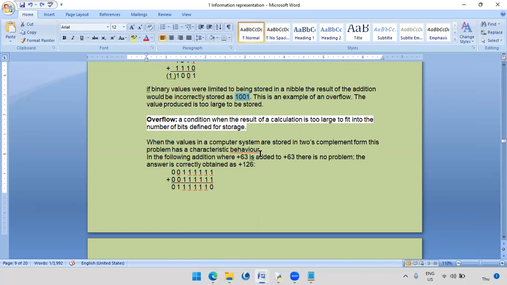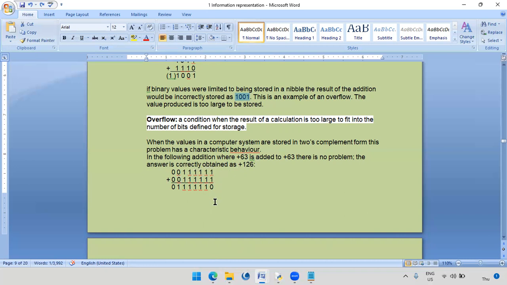When the values in a computer system are stored in 2's complement form, this problem has a characteristic behavior. In the following addition, where plus 63 is added to plus 63, there is no problem. The answer is correctly obtained as plus 126. That is this. Okay? Now let's use our shortcut method to calculate the value of this. 1, 2, 4, 8, 16, 32. 32 plus how much? 1 less than 32, 31. So that will give you 63.